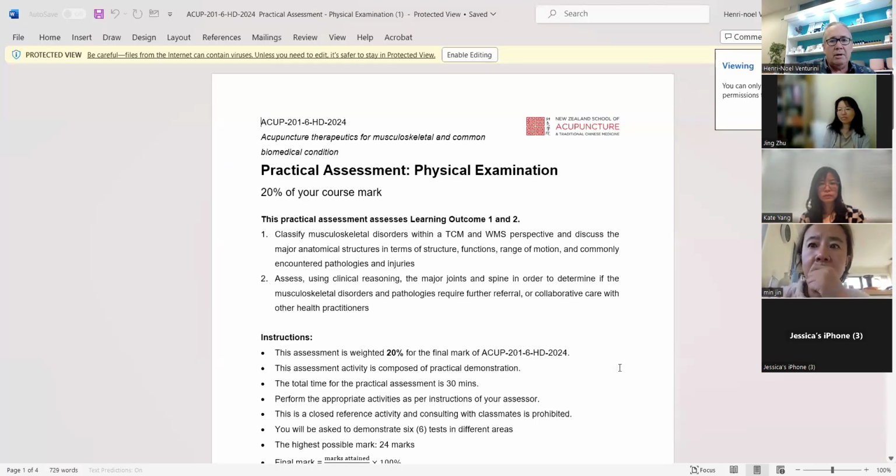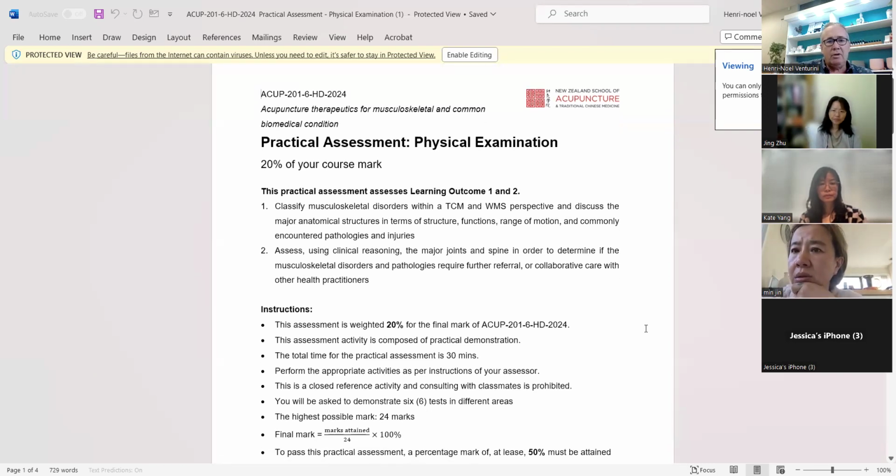Okay, so this is the practical assessment, physical examination. Can you all see that? This will cover learning outcomes 1 and 2: classify musculoskeletal disorders with a TCM and Western medicine perspective, and discuss the major anatomical structures in terms of structure, function, range of motion, and commonly encountered pathologies and injuries. Outcome 2: assess using clinical reasoning the major joints of the spine in order to determine if the musculoskeletal disorders and pathologies require further referral or collaborative care with other health practitioners.